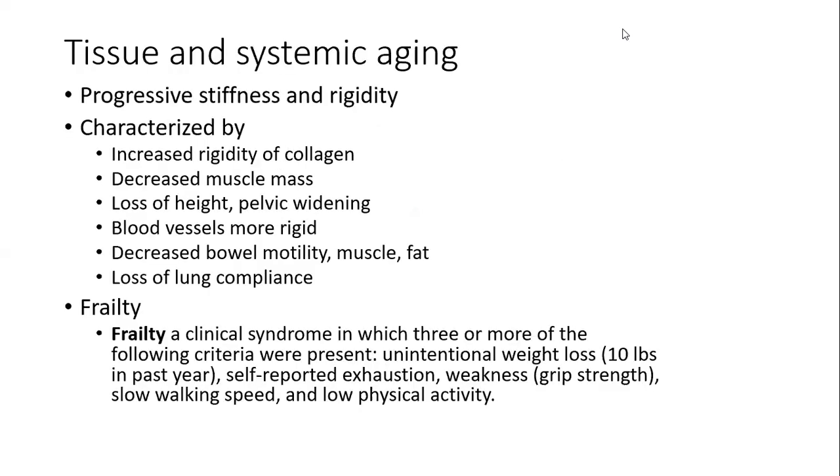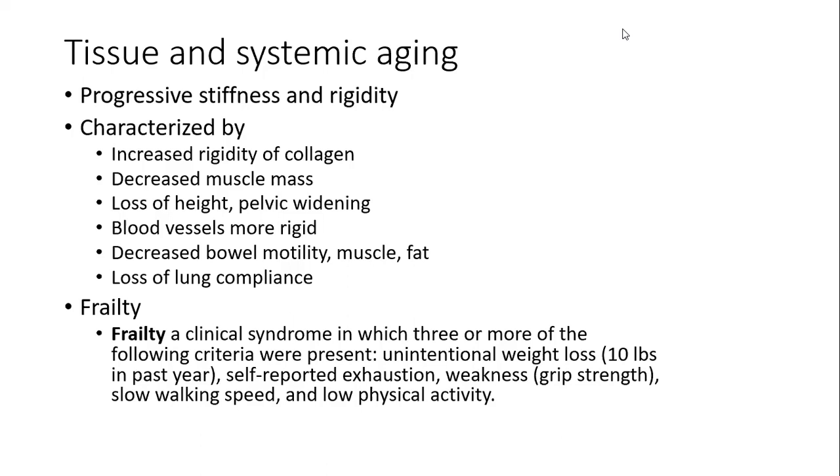That's a natural process. On the tissue level, the tissue changes that happen are progressive stiffness and rigidity as there's more inelasticity in the collagen. So there's increased rigidity of collagen, decreased muscle mass, loss of height, pelvic widening because the bones are getting softer and the tissues holding the bones together are less vigorous. Blood vessels become more rigid. There's a decrease in bowel motility, decrease in muscle tissue and fat, and a loss of lung compliance. These are all normal changes of aging.